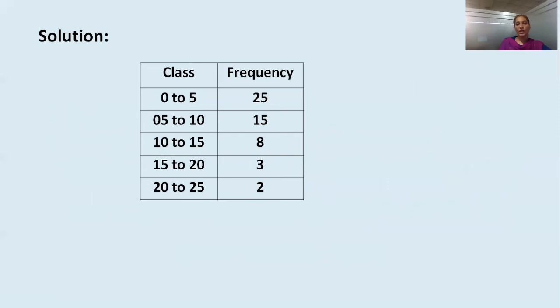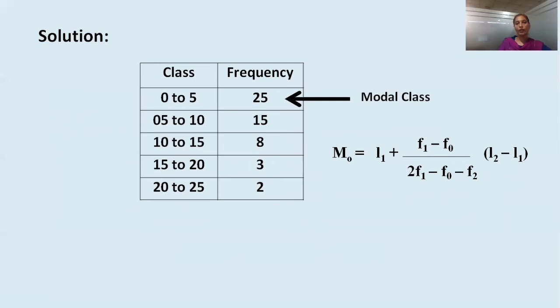So according to step number 1, firstly we need to identify the maximum frequency. Here the maximum frequency is 25, so that means this would become our modal class. Now after identifying the modal class, we only need to adopt the formula to get the value of mode.